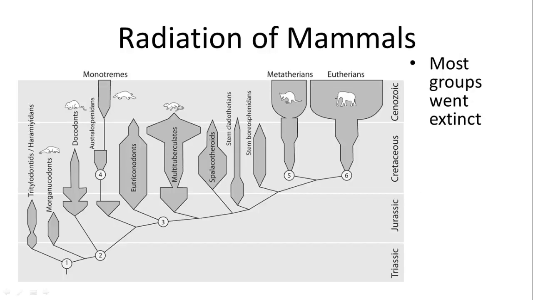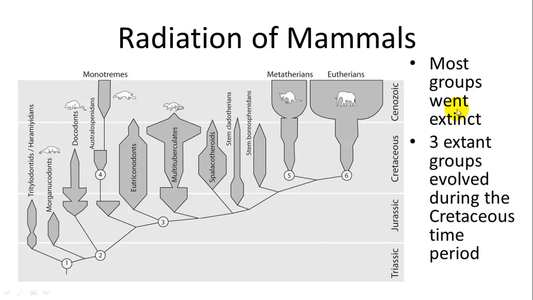So after kind of living in the shadow of the dinosaurs in the Triassic and Jurassic, in the late Jurassic and throughout the Cretaceous, you had the evolution of many different groups, and this widens as we see more species in the fossil record, including the three extant or living groups of mammals, the Metatherians, Eutherians, and Monotremes. These all evolved during the Cretaceous time period. But many of them, although they were very diverse for a moment in geological history, also went extinct within that same time period.